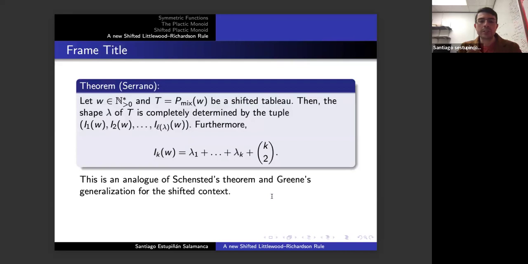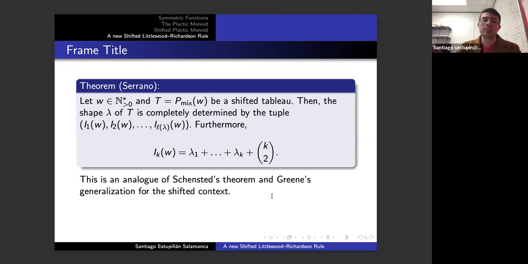And the main result here that gives a clue as to what is the natural notion for this context is this result by Serrano. So basically, the shape of the Haiman insertion of a certain word is completely determined by the hook subsequences of that word. So before we had that Schensted insertion, its shape at least, was completely determined by increasing and decreasing subsequences. In this case, hook subsequences completely characterize the insertion.